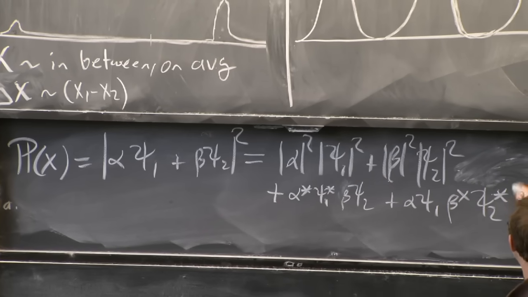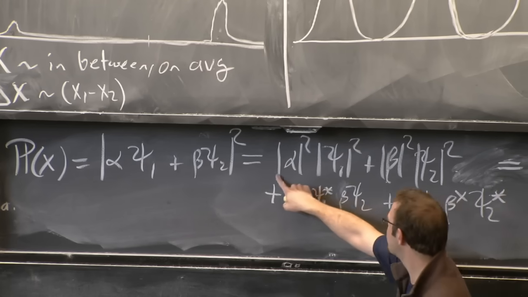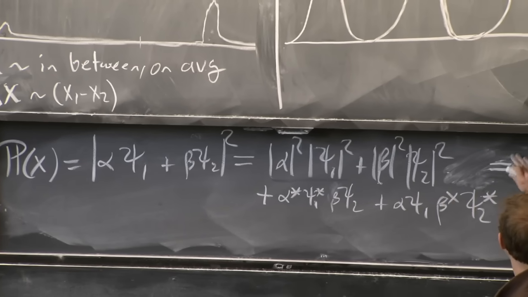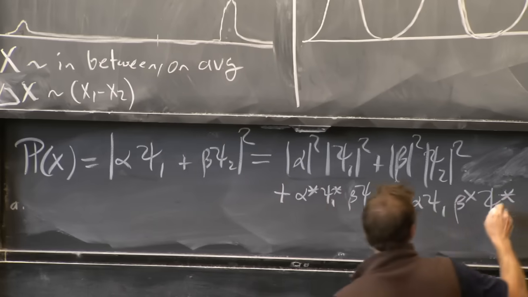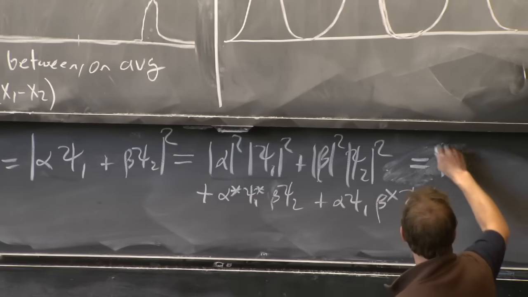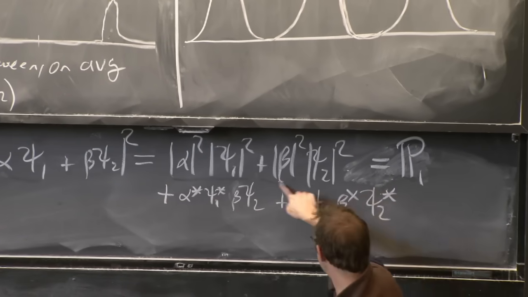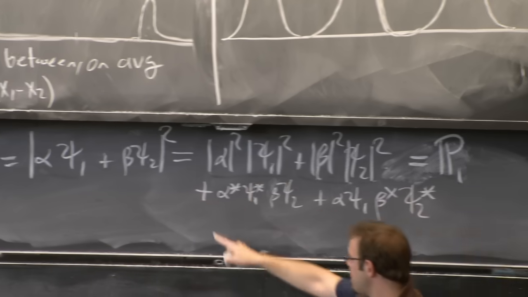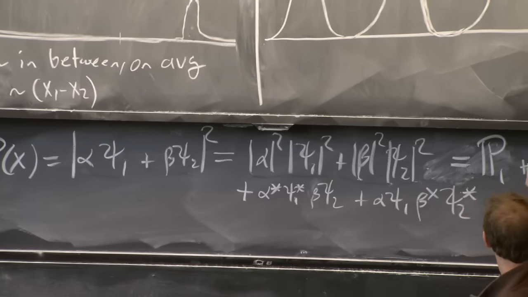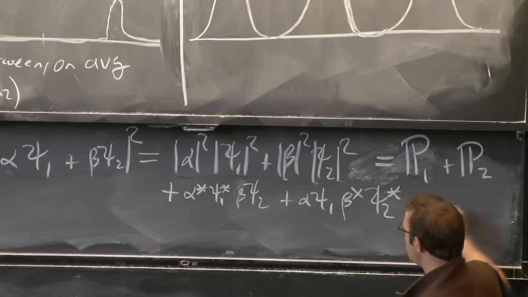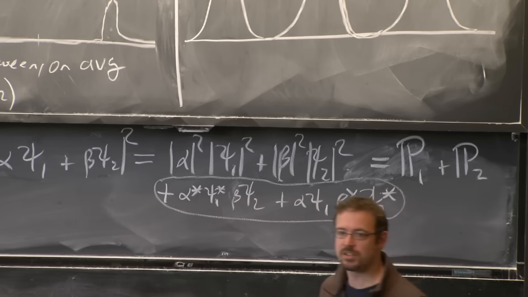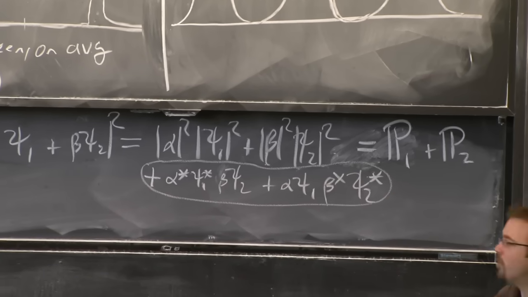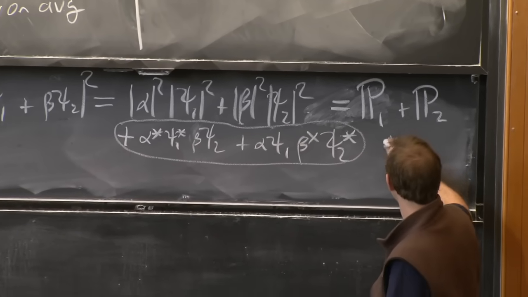But notice that the first term is alpha squared times the first probability, or the probability of alpha psi1. So this is equal to probability 1. This term, beta squared psi2 squared, is the probability that the second thing happens. But these terms can't be understood in terms of the probabilities of psi1 or the probability of psi2 alone. They're interference terms.